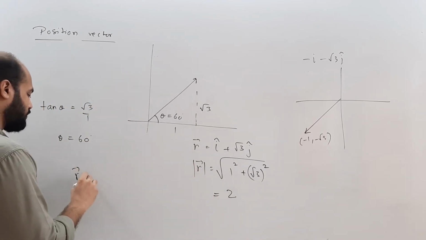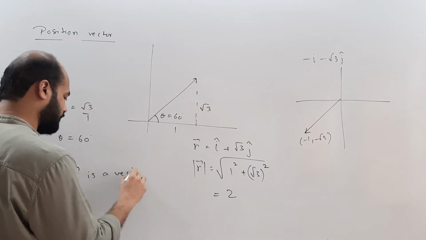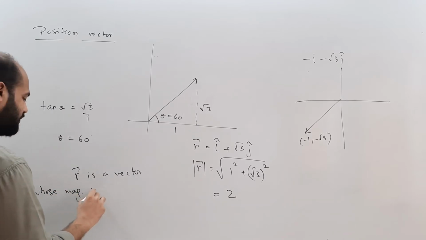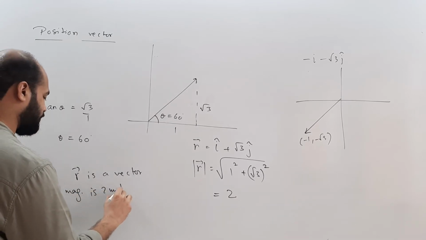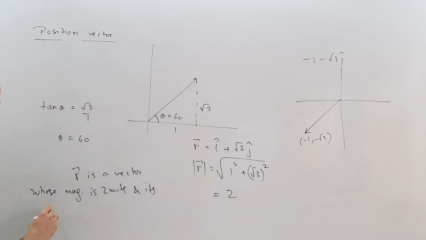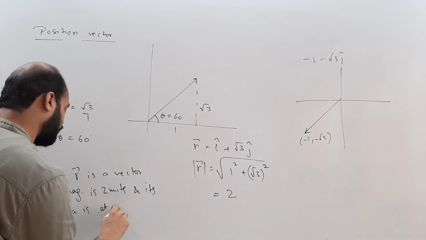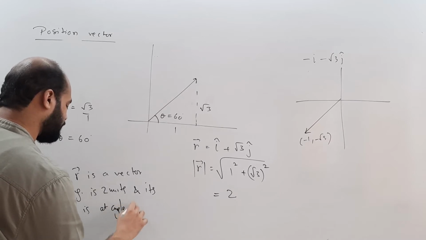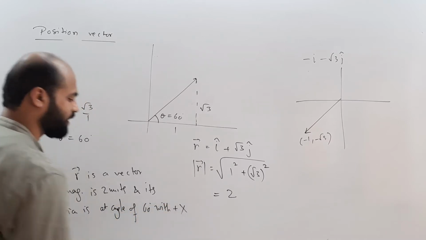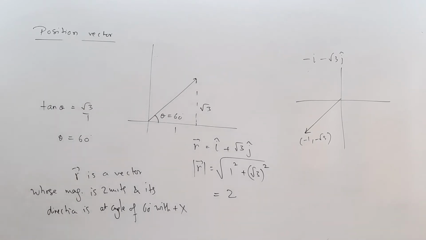So now we are in a position and we can perfectly define this vector with respect to xy plane as: r bar is a vector whose magnitude is 2 units and its direction is at an angle of 60 degrees with positive x. This is what we can say.